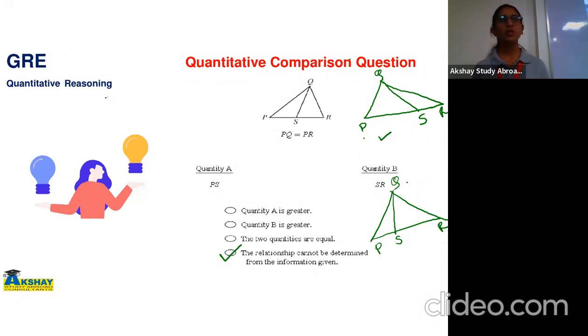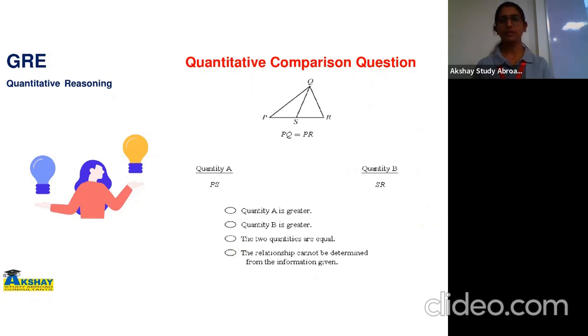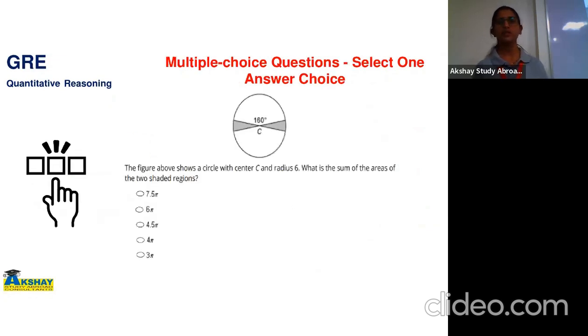When oval shapes are given preceding your options, you have to select one answer only. And when there are check boxes, you have to select multiple answers. Now we'll try to solve one more type of question, which is not a quantitative comparison but something different. Multiple choice questions, select one answer choice. Now try to solve this. Now it is simple.